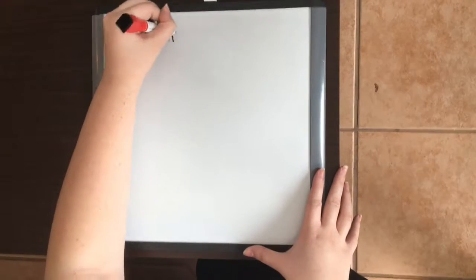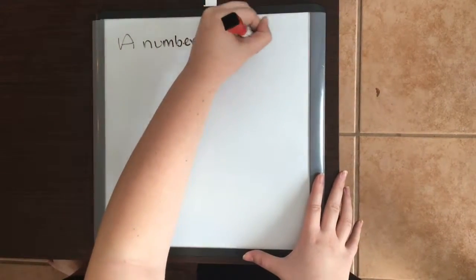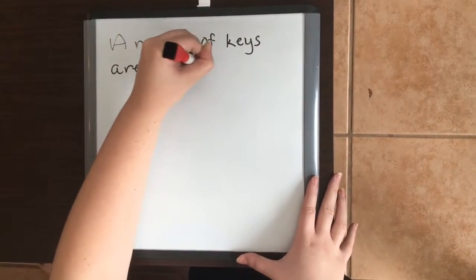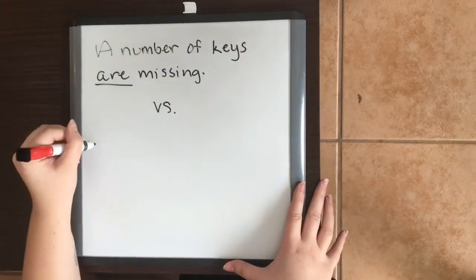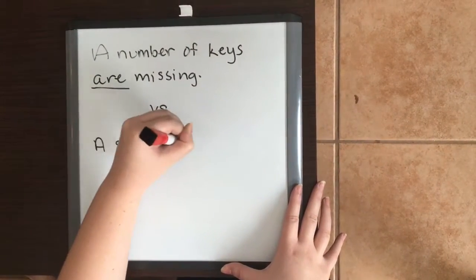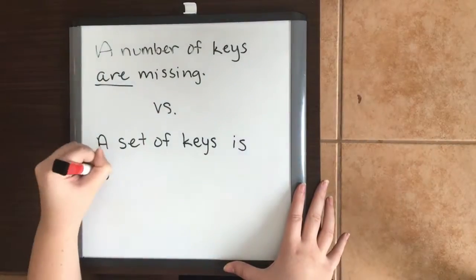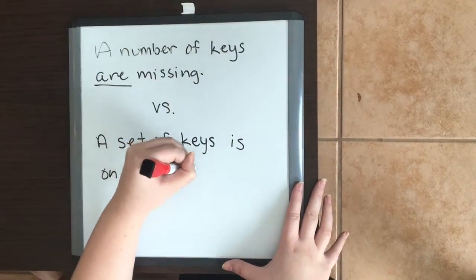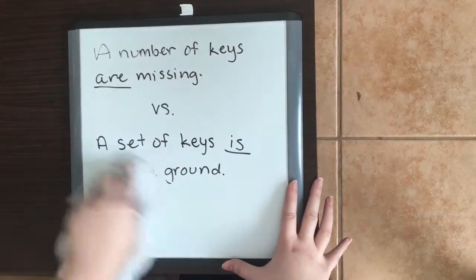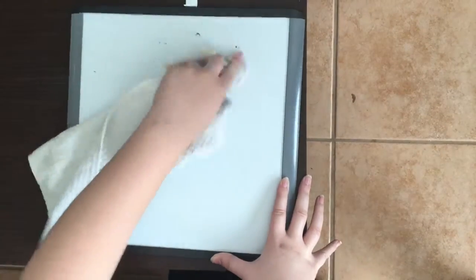Let's look at a comparison. In the first sentence, a number of keys are missing. The individual keys themselves are the concern, so we use a plural verb. In the second sentence, a set of keys is on the ground. The set of keys as a whole is the main idea, so we use a singular verb.